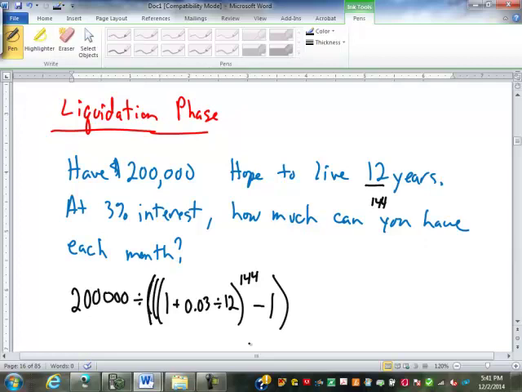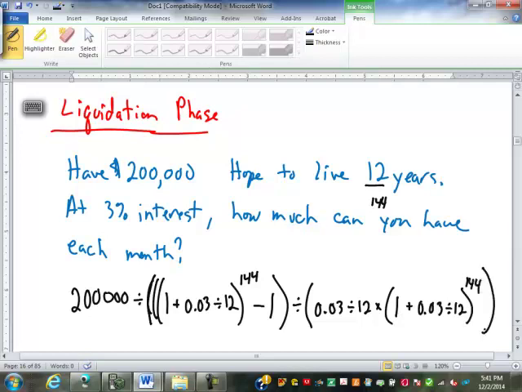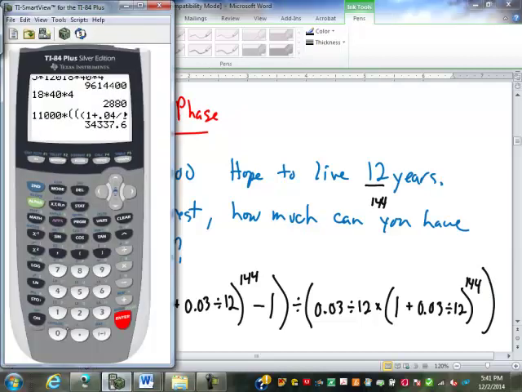Again, all looking very similar so far. Divided by, open parentheses, 0.03 divided by 12 times, open parentheses, 1 plus 0.03 divided by 12, close parentheses, power of 144, close the parentheses. So let's try this.